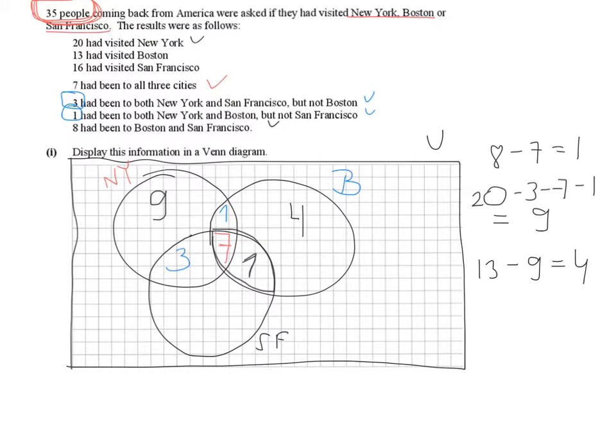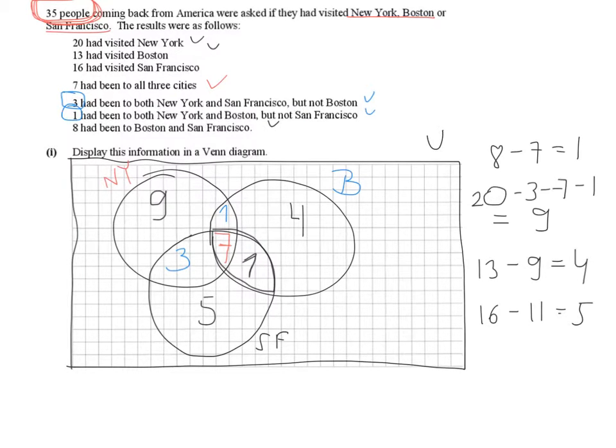And the last one, 16 had visited San Francisco. So we should have 16 all together in here, okay? So we have 7 and 3 and 1, so we have 11 already. So 16 minus 11 equals 5. And 5 goes straight in here, okay? And in San Francisco, if we add them up, we have 16 people all together, okay?